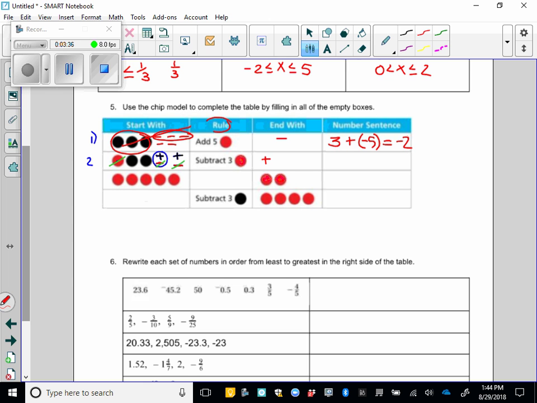Positive. Positive, positive, positive, positive. Because there's 4 positives left over here. So my number sentence, if you look at the original picture, I had a -1 plus a +2, and then the rule told me to subtract 3 negatives, and the result is that I end up with a +4.